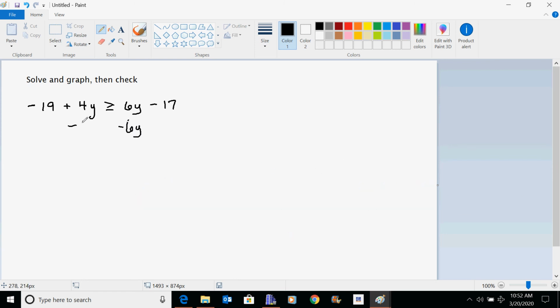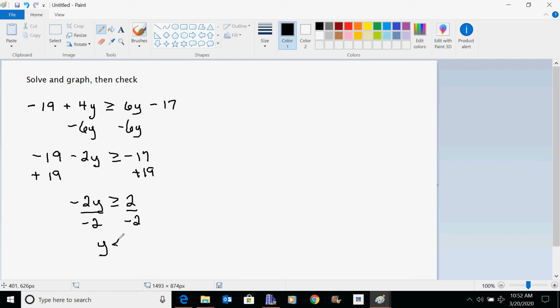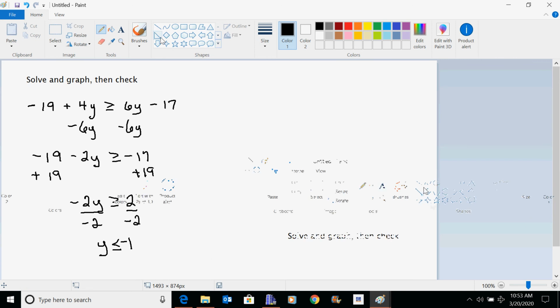We need to take 6y away from both sides, and watch out for your -2 there. I need to add 19 to both sides to make it cancel out. My negative comes down with the 2. Greater than or equal to +2. I'm dividing by a negative, and when you divide by a negative, don't forget it flips the sign over. And I'm getting -1 here.